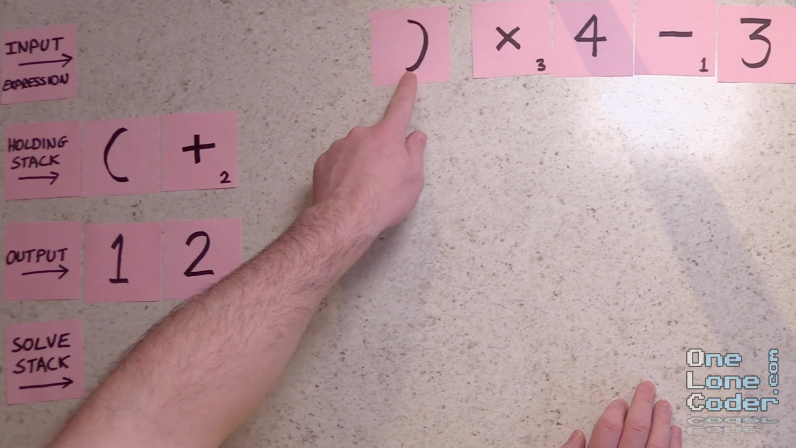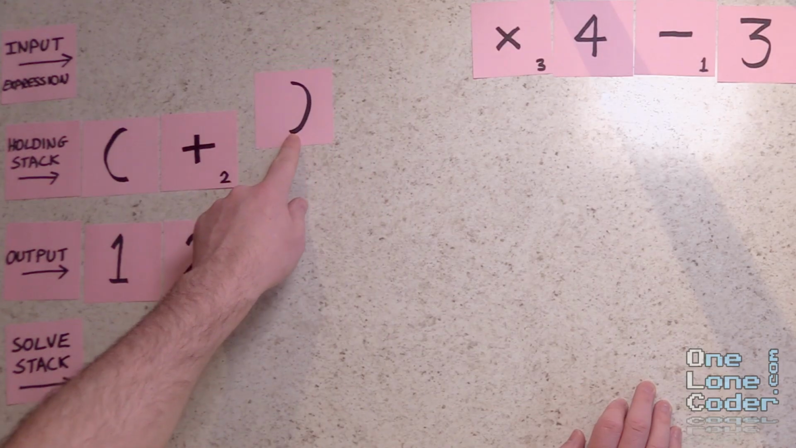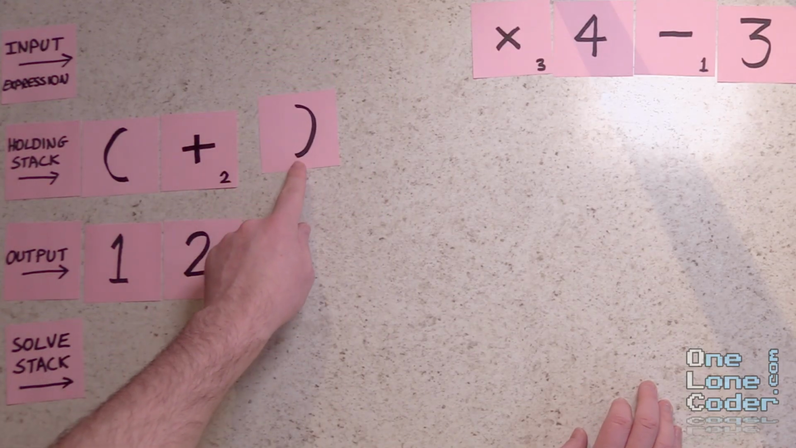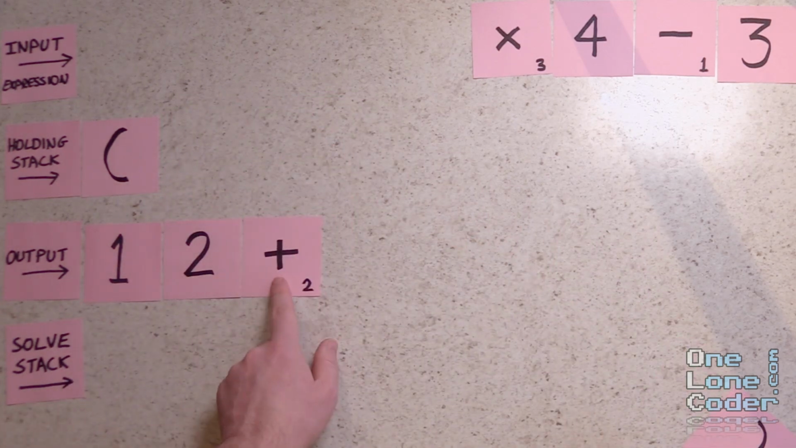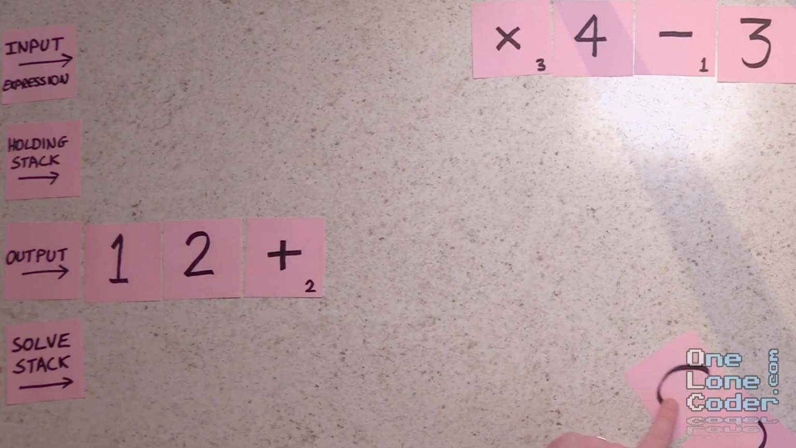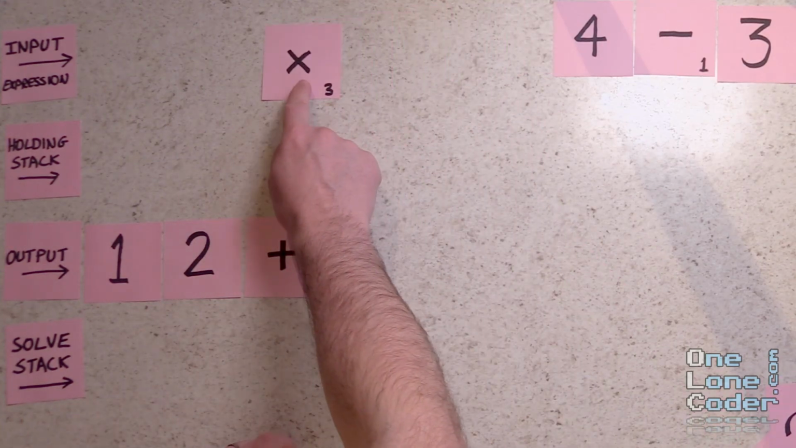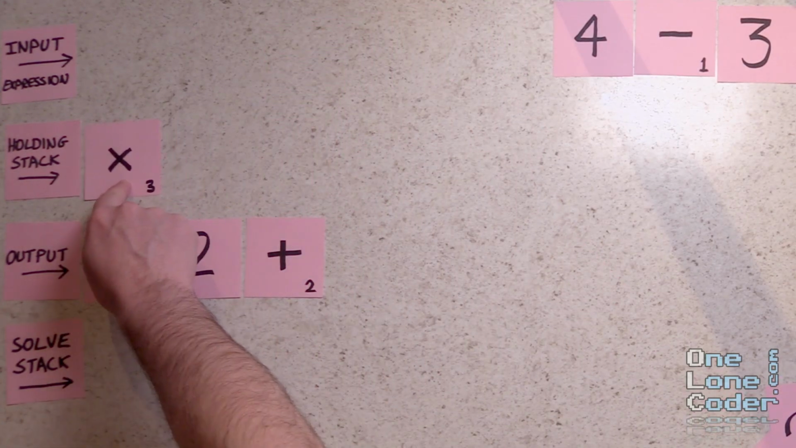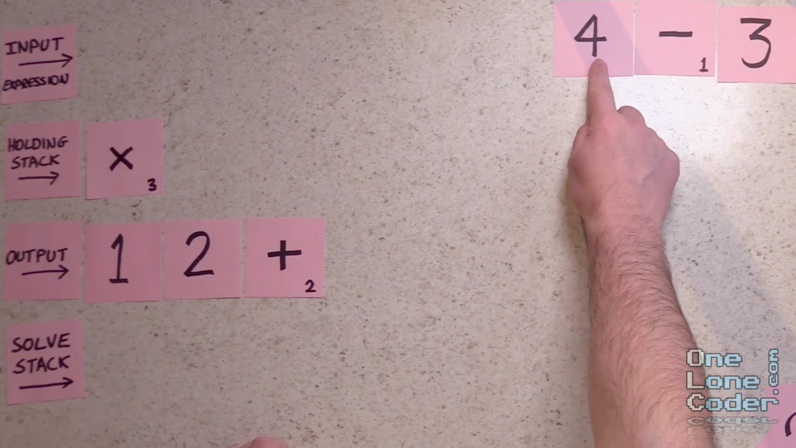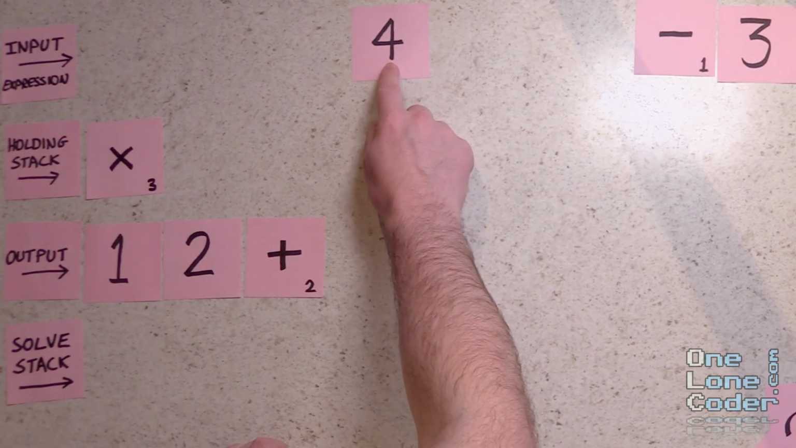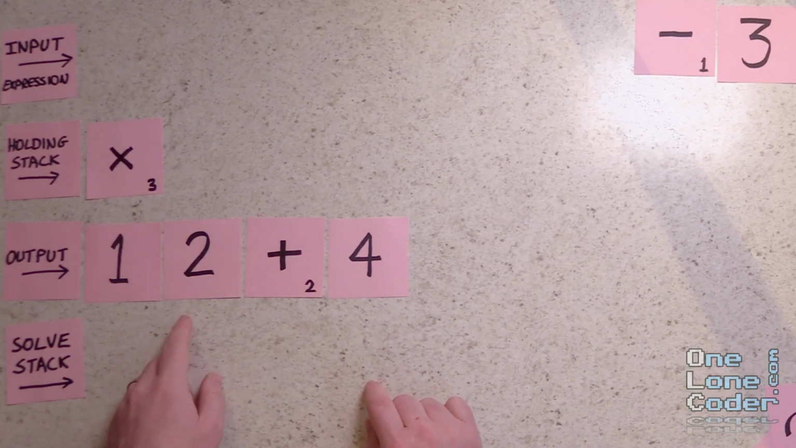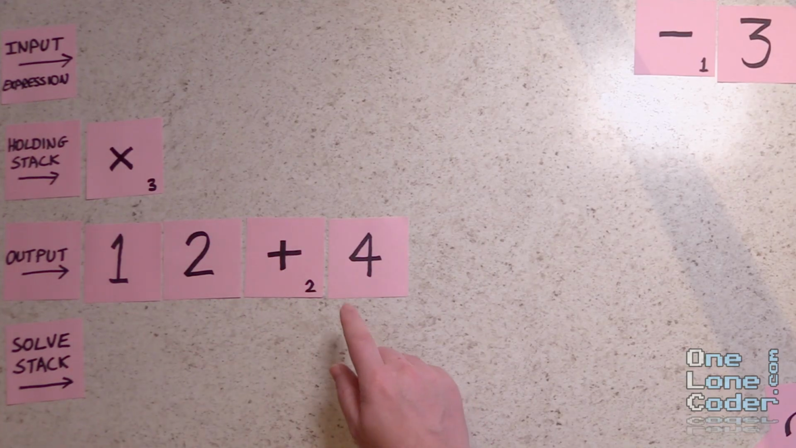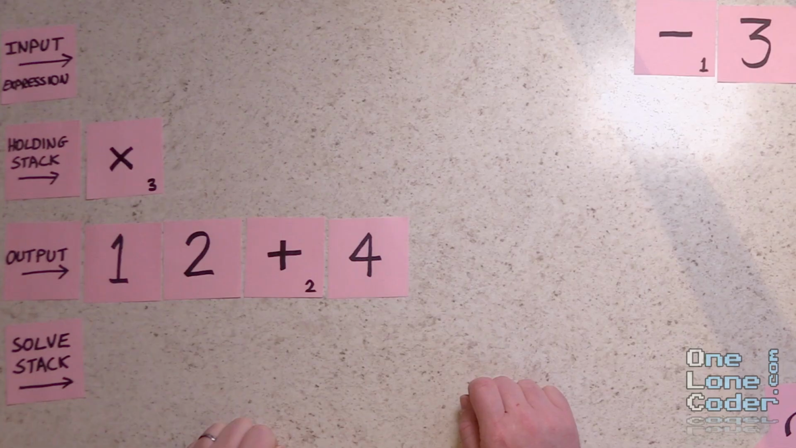The next token is a closed parenthesis, which means we must flush out our holding stack until we reach an open parenthesis. So we flush the addition into the output, and get rid of the open parenthesis. Our next token is the multiply operator. Well, that goes straight onto our holding stack. Our next token is a literal. That can go straight onto the output. And this is why it's interesting, because this is the first time where we've seen operators in the middle of our output reverse Polish notation expression.